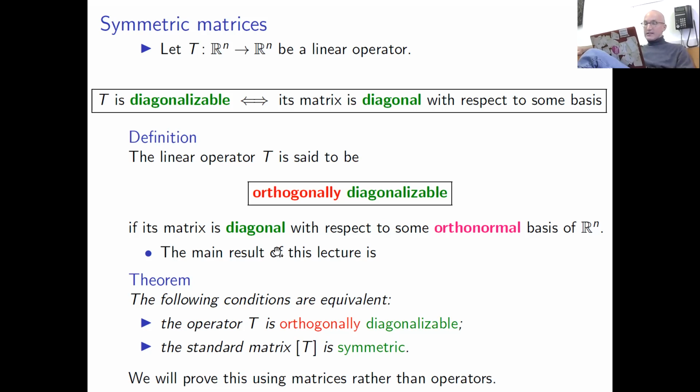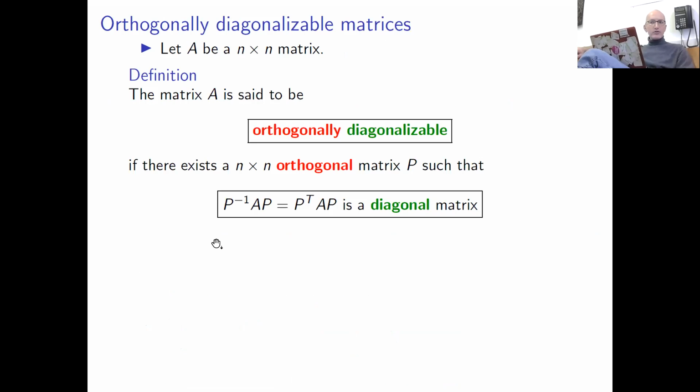So basically, this result is about symmetric matrices, as you will see a little bit later. We will prove this result using matrices, but it's possible to prove it using linear operators. Again, these two languages are equivalent, but I decided we're going to prove the theorem using the language of matrices. So in order to do this, let me translate the above definition into the language of matrices.